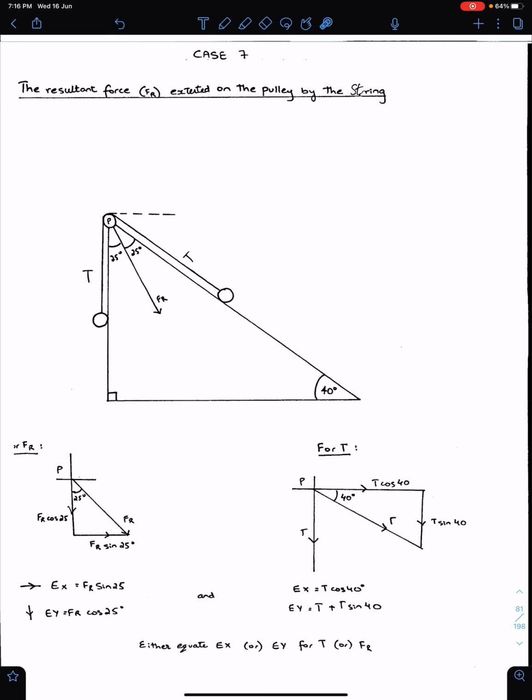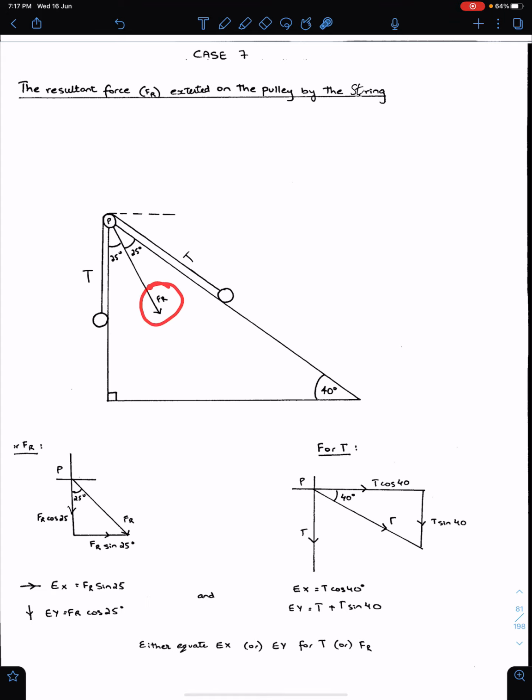Next case. The resultant force Fr exerted on the pulley by this string. This is very important. Exerted on the pulley by this string. So direction should be this. This is the resultant force exerted on the pulley by this string. If this angle is 40 degrees, so this must be 50, and this force is at the center, so both angles must be equal, 25 each. So you need to resolve forces at P over here.